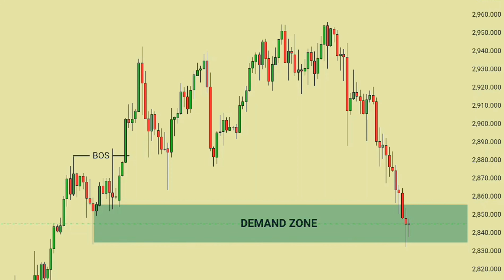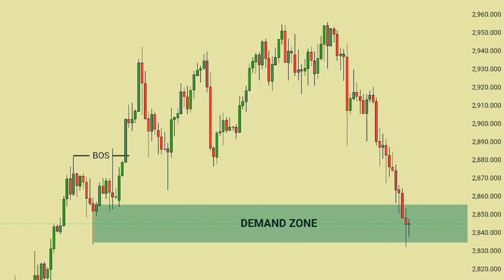The demand zone is not an entry by itself. It is a location of interest. Inside this area, we look for confirmation on a lower time frame before executing the trade. Patience here separates disciplined traders from emotional ones. As price enters the demand zone, we shift to the lower time frame. This is where confirmation begins.